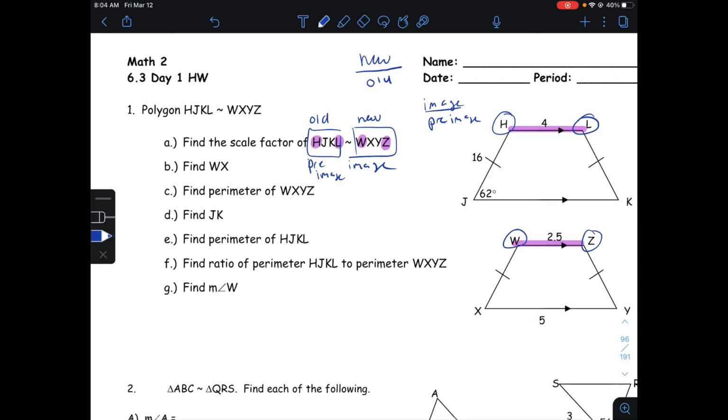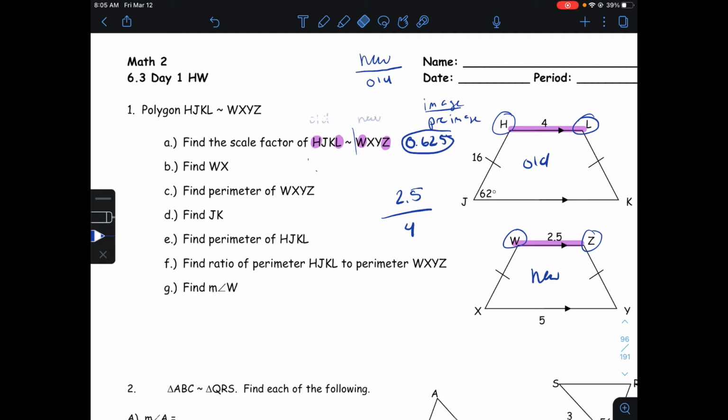Next we need to do our image over our pre-image. So our image here is our new, this is our old, we're going to do 2.5 over 4. Again, I was able to use these because these are corresponding sides of similar figures. So I'm going to do 2.5 divided by 4, and that gives me a scale factor of 0.625. All right, perfect. So this is our scale factor. Let me erase all this craziness.